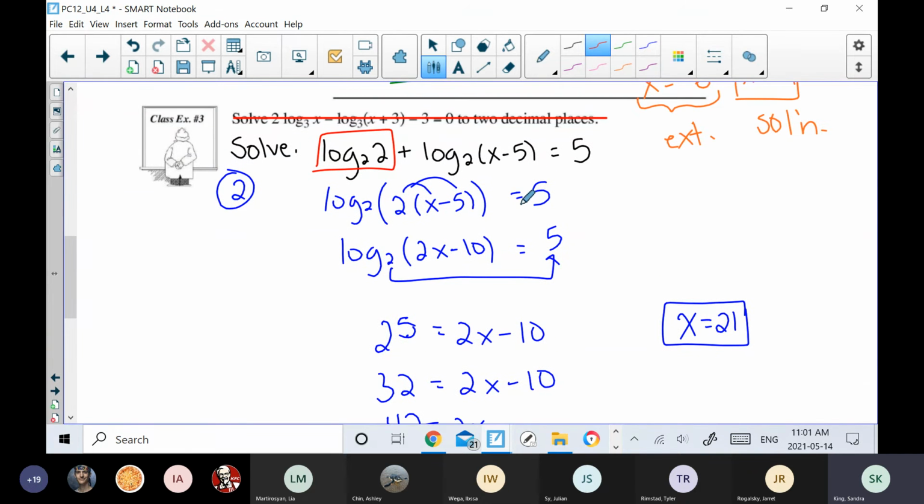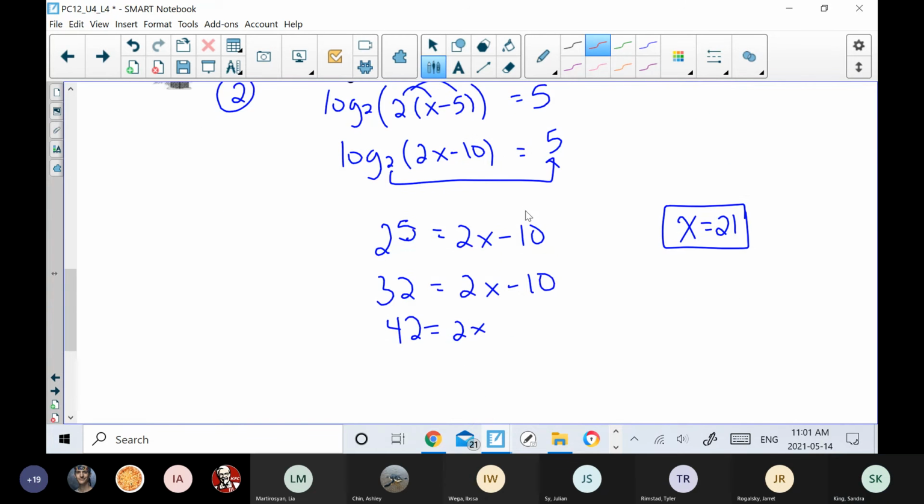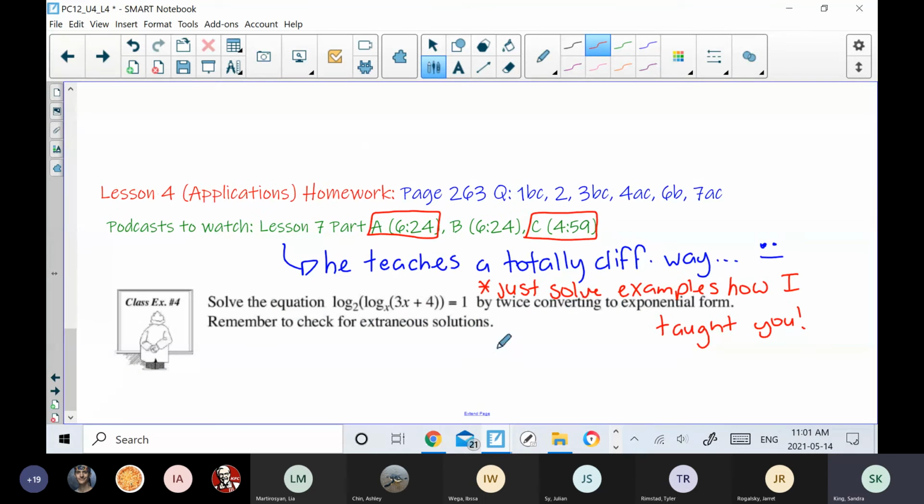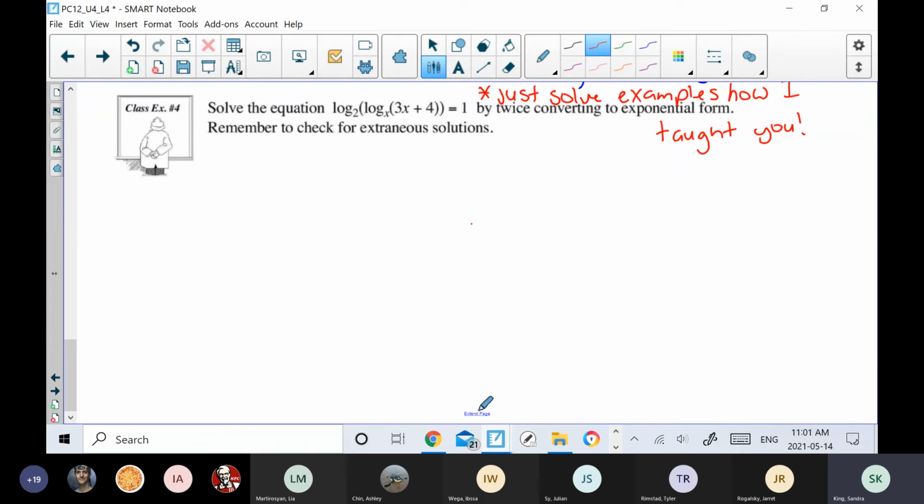We have one more class example, and then I will give you your homework for this lesson. So just ignore this right now. It is this class example here. Solve this equation. And this, remember, was a log within a log. We did this very early on, but we'll go through this once more. So log base 2, the argument, this is my argument.